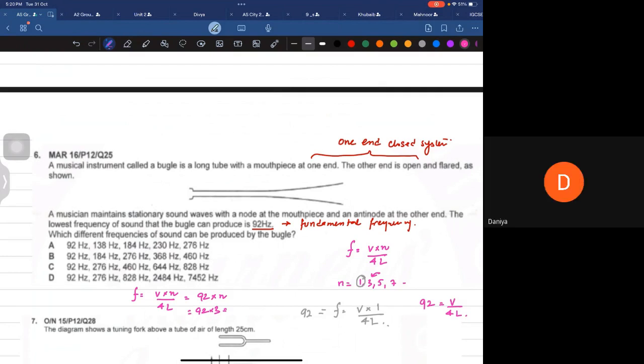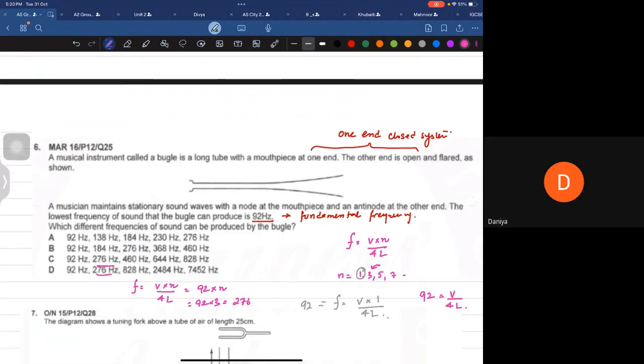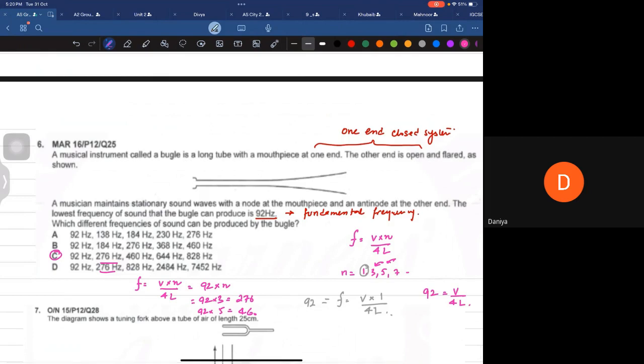276. Okay. So it means we can either have this one or this one. And then if I want to find the third harmonic, which is 92 times 5, that is 460. So the answer would be C. Do you guys get it?